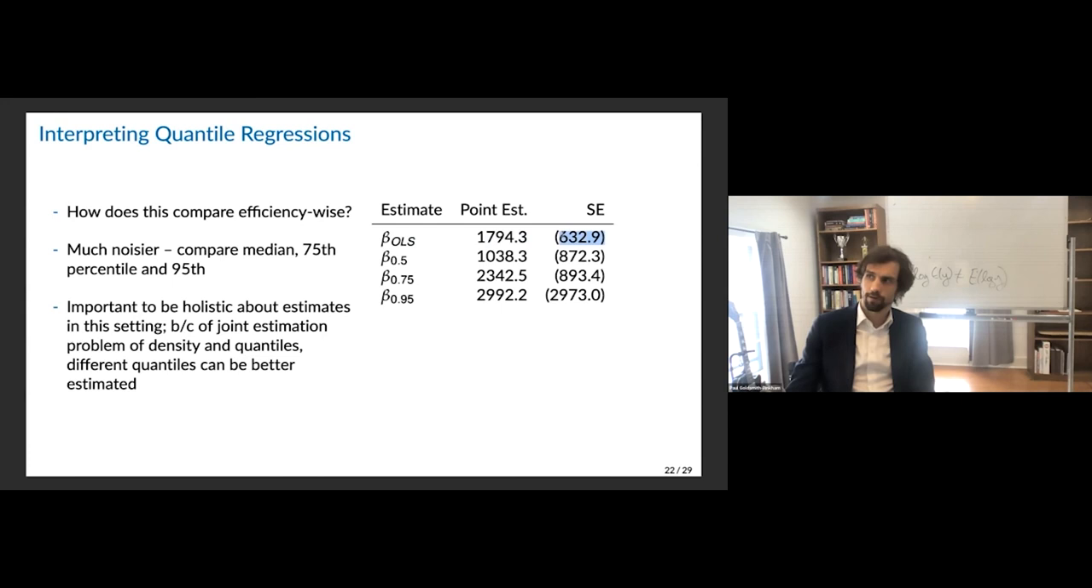It was quite significant. If we do the median one, we see an insignificant effect of about $1,000 with a standard error of 872. At the 75th percentile, there's this big positive effect that's significant. And then over in the right tail, we get an even larger positive effect. The problem is that the standard error is really large in the 95th percentile. You can see that here, right? This is a lot of noisiness.